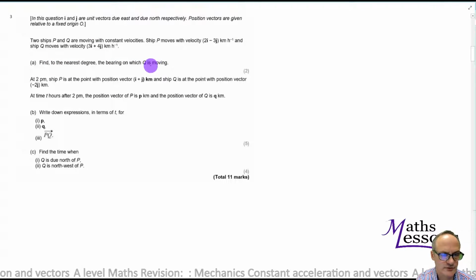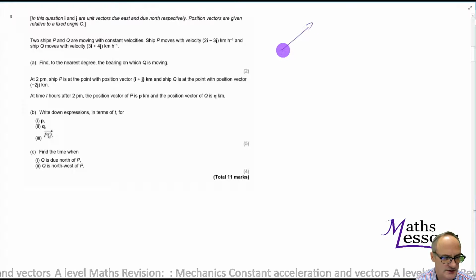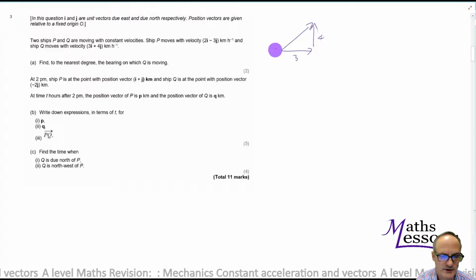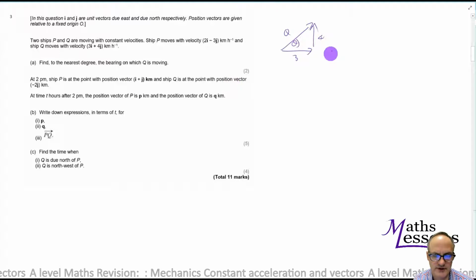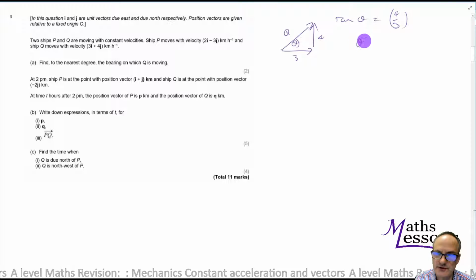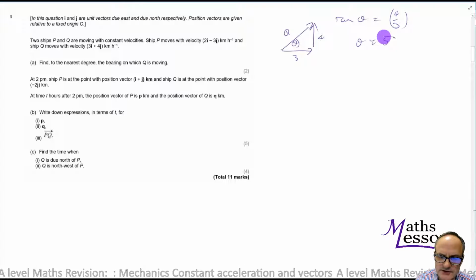Find, to the nearest degree, the bearing on which ship Q is moving. So ship Q is moving this way, and it's going 3 that way and 4 that way. So this is Q moving that way, and we want to find that angle. So tan θ equals 4 over 3, so θ will equal 53 degrees.